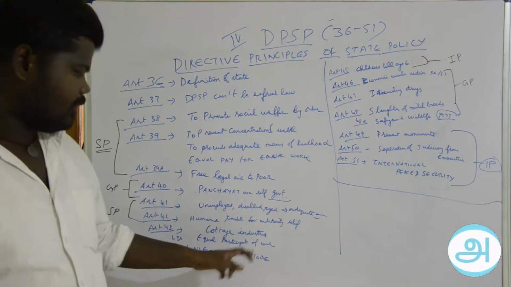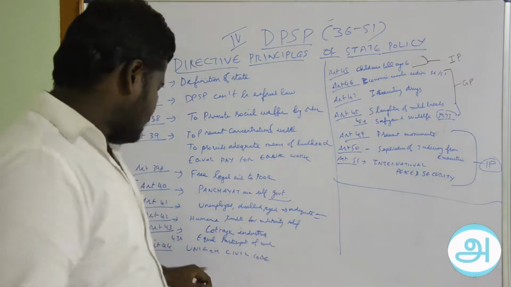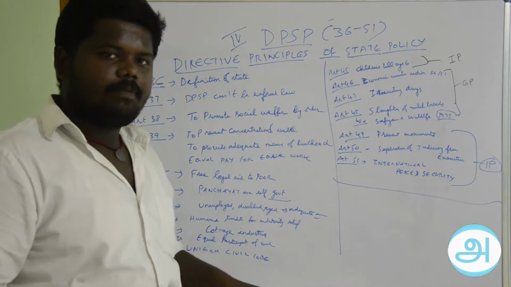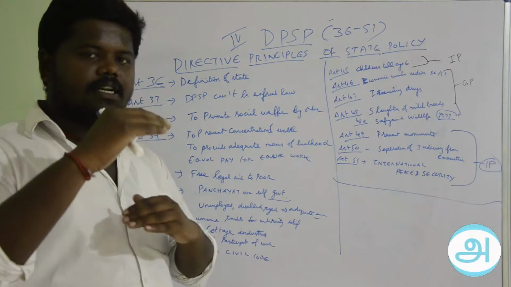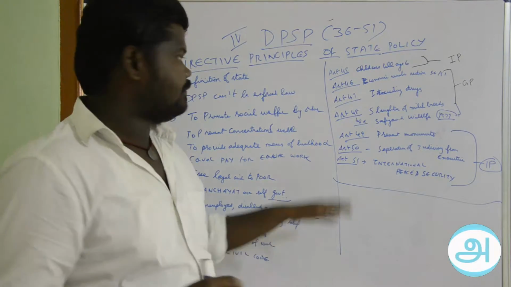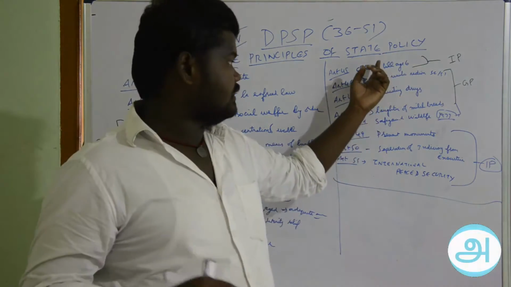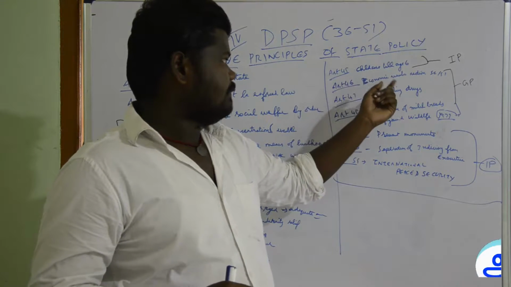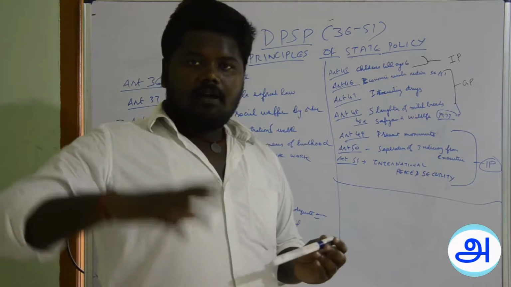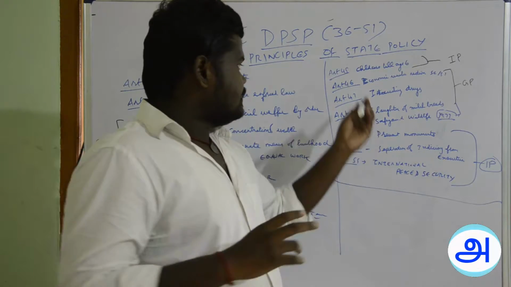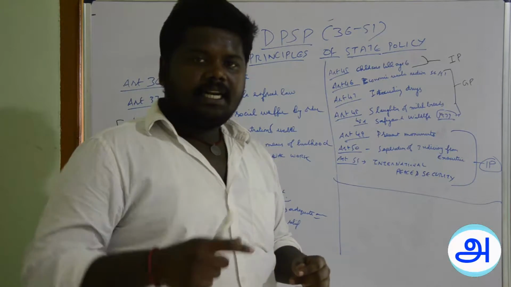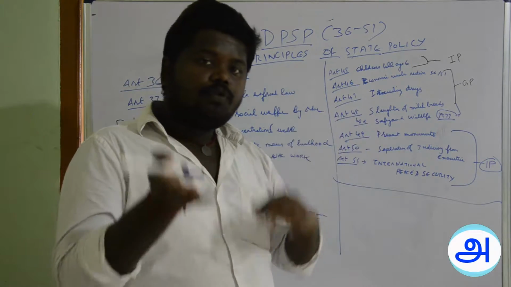That is Article 45. It means that each and every child should be cared for till 6. Recently, this Article 45 has been moved to Article 21A.